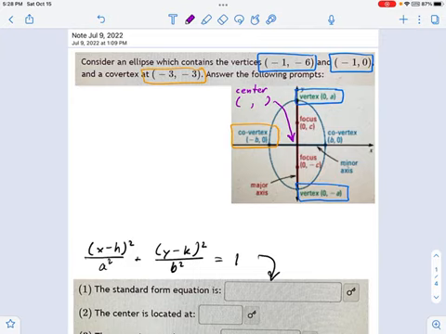Now you'll notice that when you look at the vertices, the x values are not changing. This x value is exactly the same. So what that means is the center is located at -1, and this is a vertical ellipse, since the vertices change in their y values. That means they lie across the major axis, which clearly goes vertical.